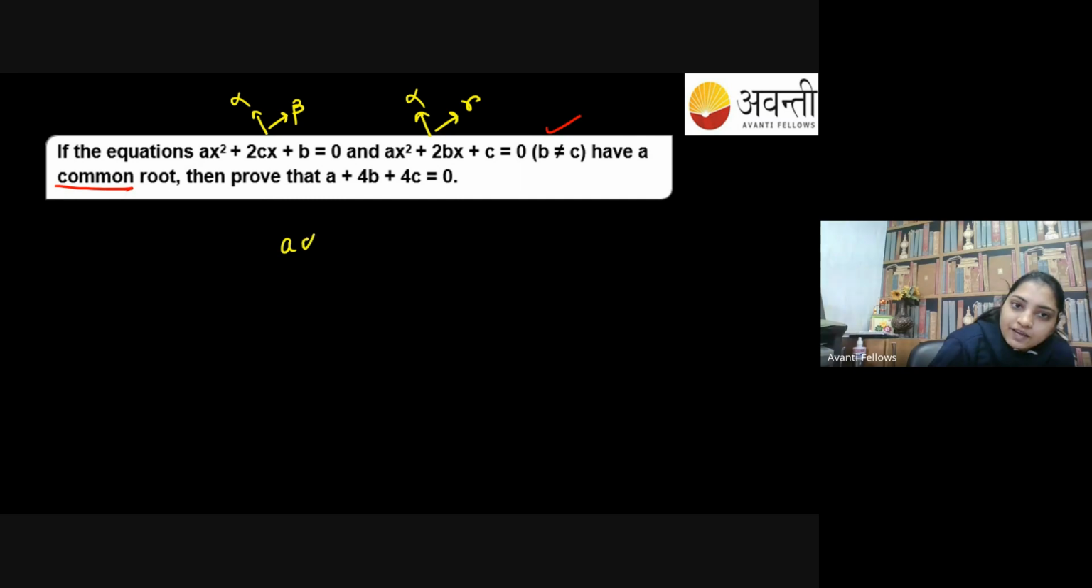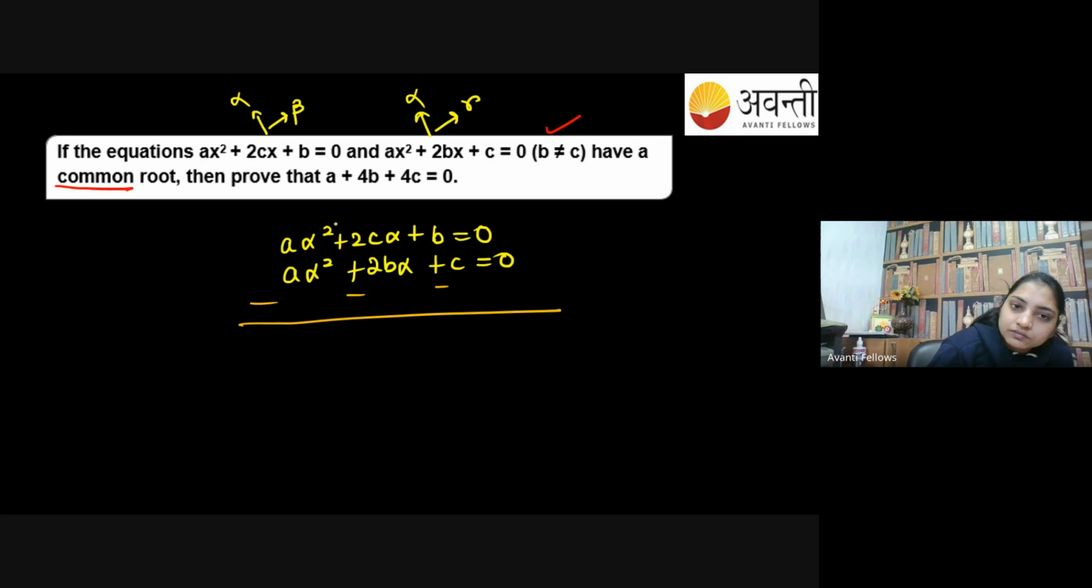Then a alpha square plus 2c alpha plus b is equal to 0. In the same way, a alpha square plus 2b alpha plus c is equal to 0. Now I can subtract the equations, and the alpha square term will cancel. 2 alpha is common, and c minus b plus b minus c is equal to 0. It means 2 alpha minus 1 is equal to 0, so alpha is equal to 1 upon 2.